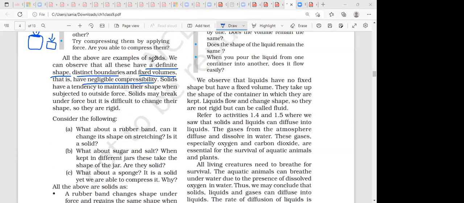Okay, so first I'll tell you the characteristics, then you're going to write. First, you'll write definite shape, distinct boundaries. Second, third, fixed volume. Fourth, negligible compressibility. Solids have a tendency to maintain their shape when subjected to outside force. A solid may break under the force, but it is very difficult to change their shape, so they are rigid. So what are the characteristics? First, definite shape. Second, distinct boundaries. Third, fixed volume. Fourth, negligible compressibility. You have written first, solid state, then you are going to write first, second, give it a point, definite shape, distinct boundaries, like this.